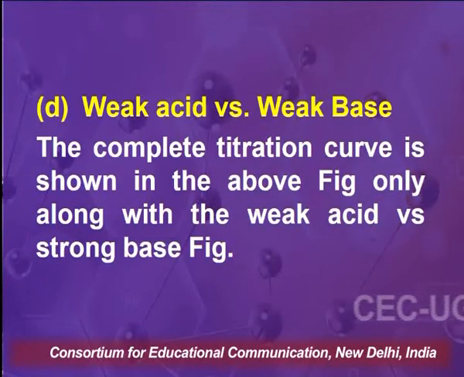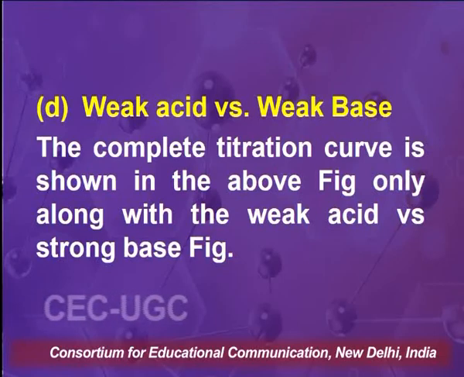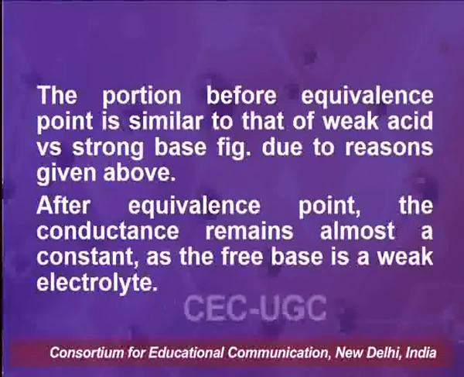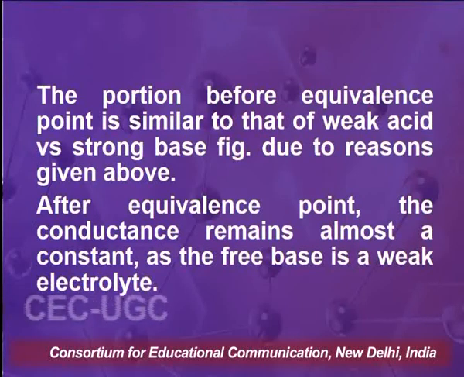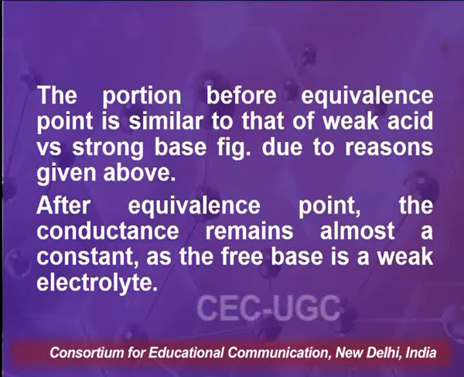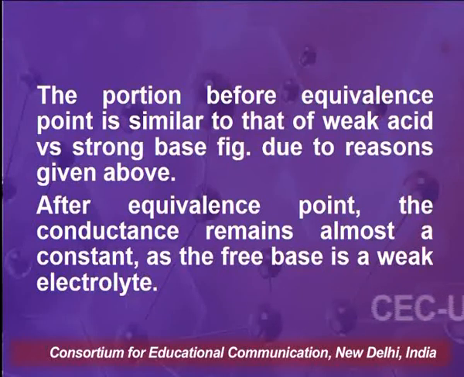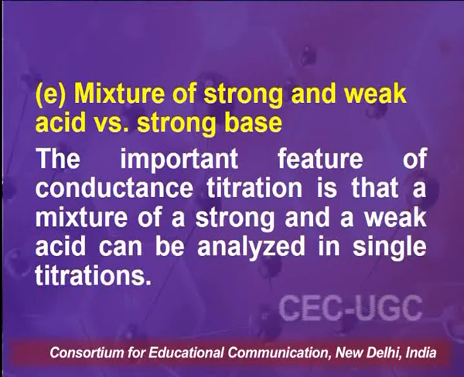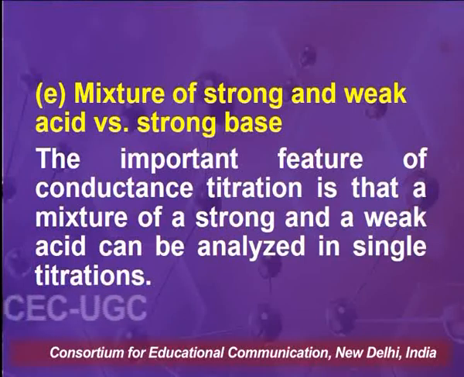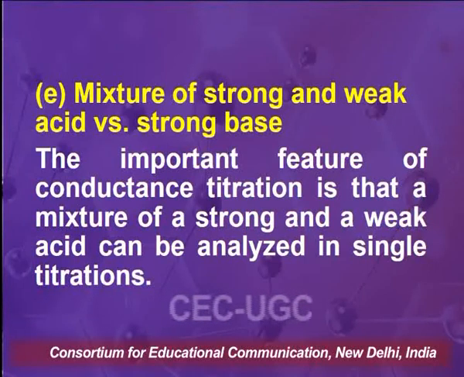Weak acid weak base titration. The complete titration curve is shown in the above figure along with the weak acid versus strong base figure. The portion before the equivalence point is similar to that of weak acid versus strong base due to the reasons as discussed above. After the equivalence point, the conductance remains almost constant as the free base is a weak electrolyte. Last titration which can be done is of a mixture of strong and weak acid versus a strong base.